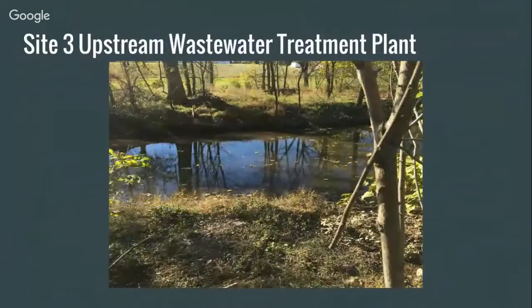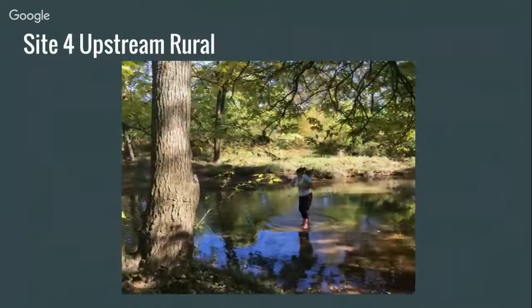This is Site 3, upstream of the wastewater treatment plant. It was slightly shaded, had a vegetated bank, and a muddy stream bed. This is Site 4, upstream rural. It was shaded, had a vegetated bank, and a rocky, muddy stream bed.